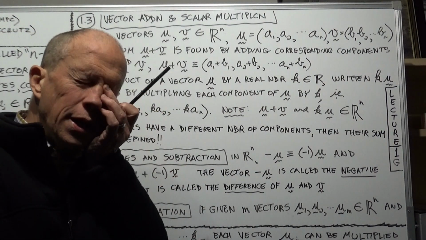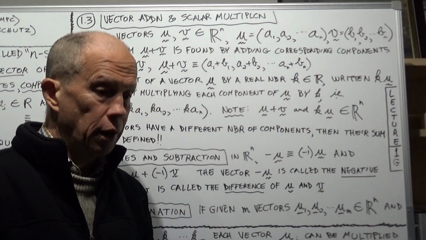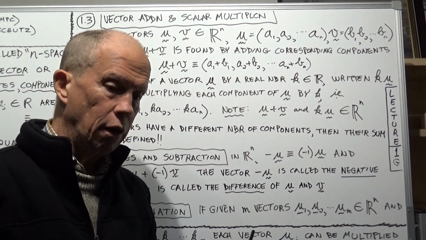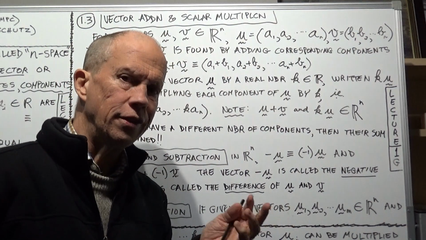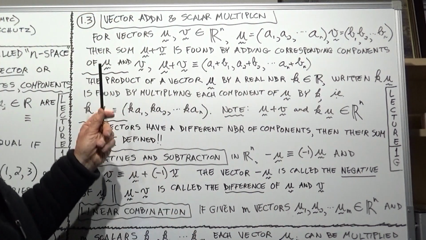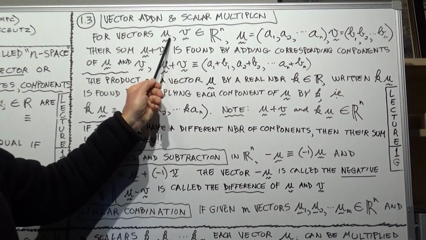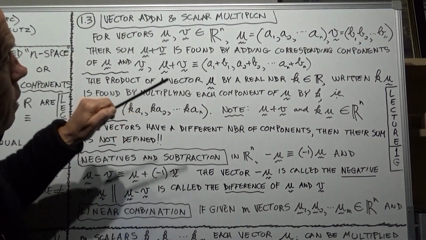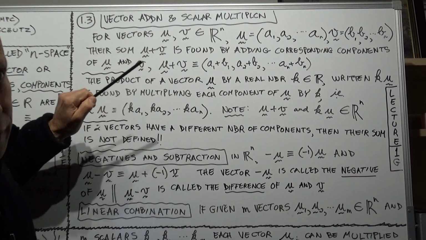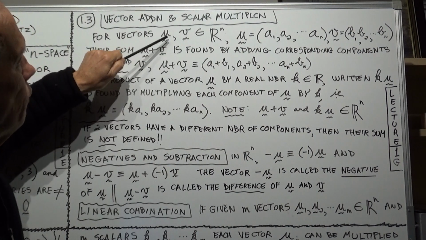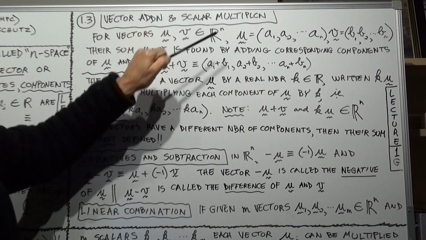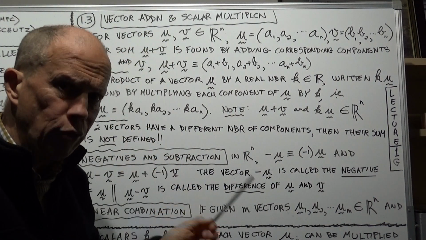So this now is a more formal summary of the addition and multiplication by scalars of general n-dimensional vectors, arrows or points if you like. If you have two vectors, remember the little wiggle just means that this symbol is a vector. So if you have two vectors u and v, and they belong to this n-dimensional space, and the R here means that the components of the vectors are real numbers.